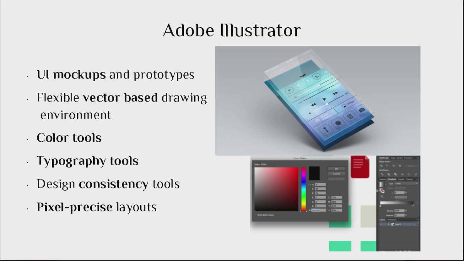So after that, we have a major point over here. It is a flexible vector-based drawing environment. Adobe Illustrator is a vector-based environment. So what is a vector-based environment? Vector-based environment means that the tools that we use over there create vector images. So there are two things called raster images as well as vector images. Raster images are created using a set of pixels, a predefined set of pixels which are filled with color. So vectors are not like that. Vectors work in a different way.